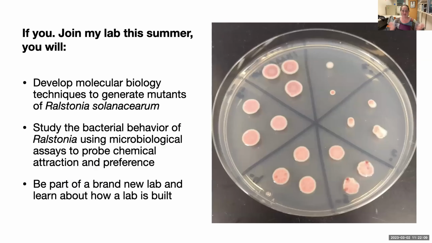So if you join my lab this summer, we'll be working on a lot of projects trying to understand this plant pathogen and how it interacts with specifically tomato. And you'll develop molecular biology techniques to try and generate chemoreceptor mutants in this Ralstonia solanacearum organism, which I'm showing here on the right. It's this very beautiful pink color. It's very goopy when you grow it on a plate.